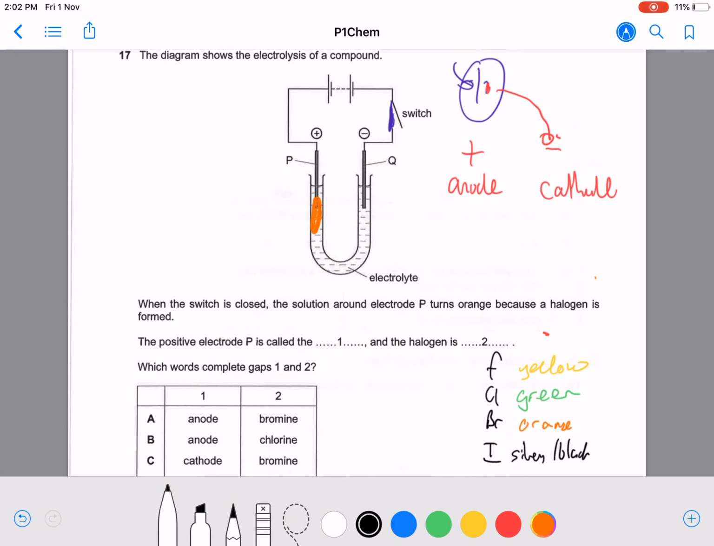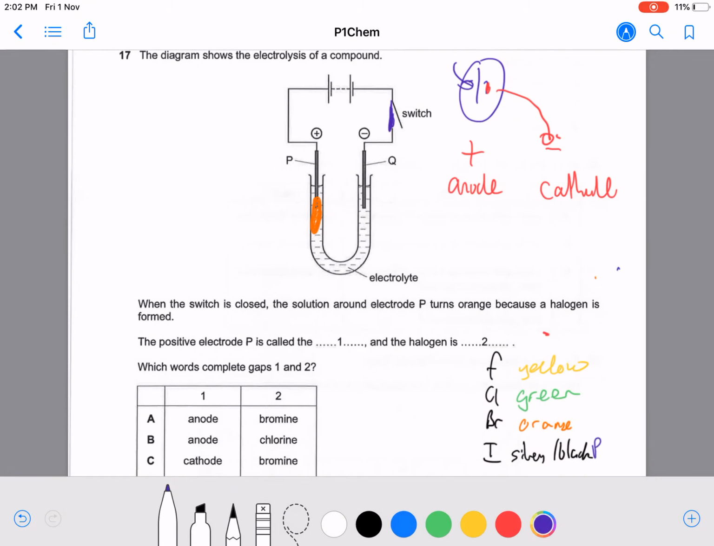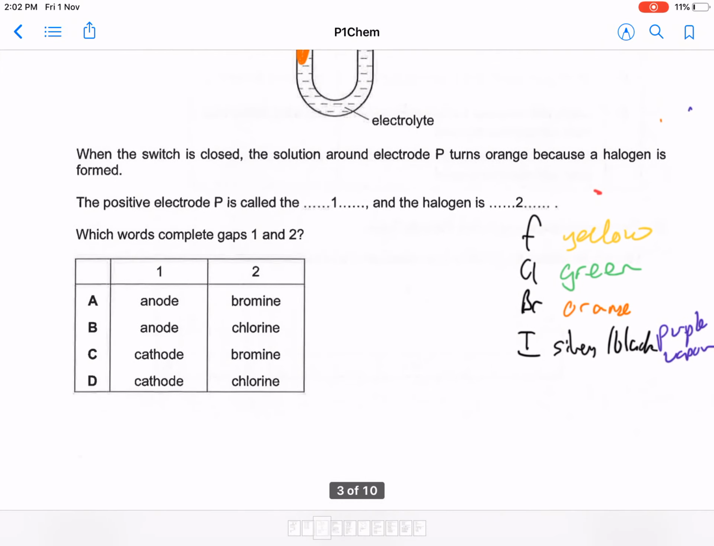Well, silvery black semi-metal with the world's most wonderful colour, purple vapour. Okay, so they're asking you, do you remember your halogens?